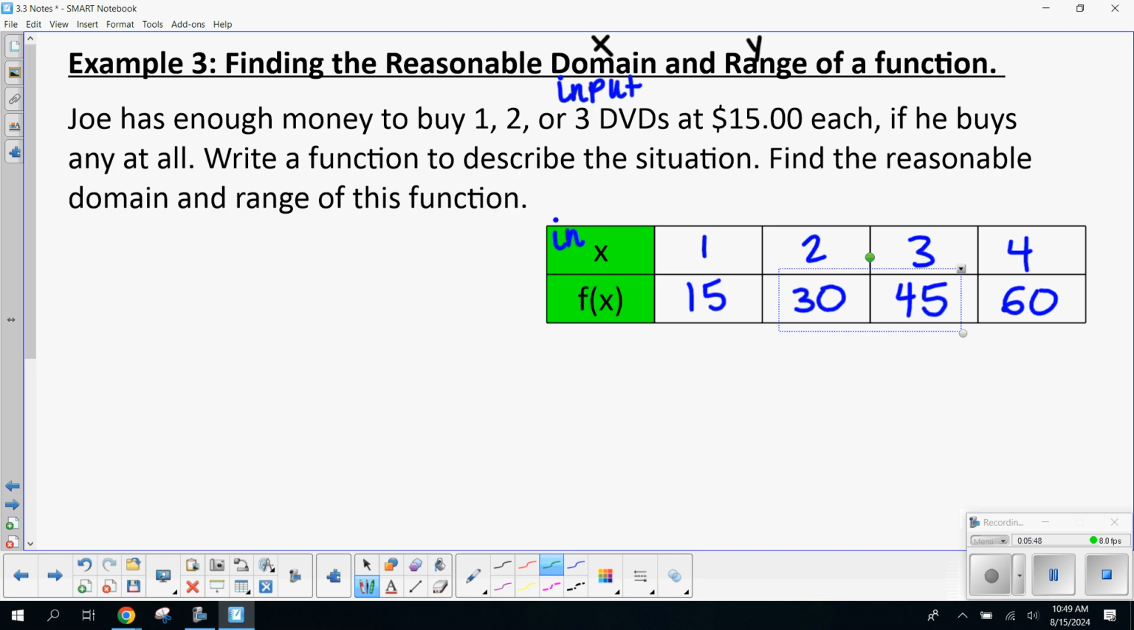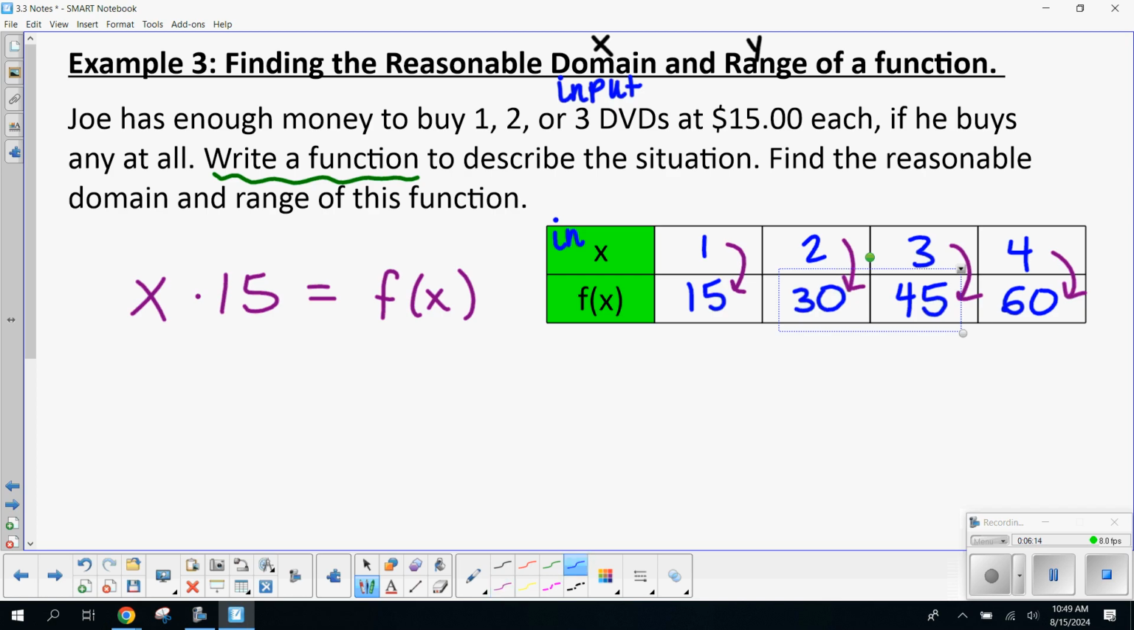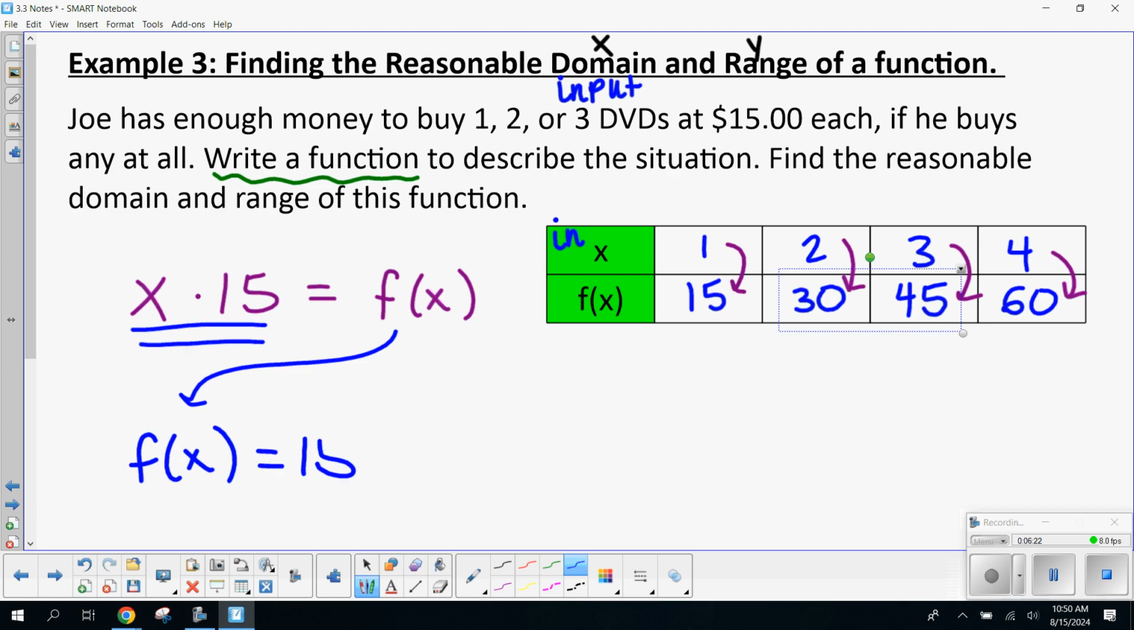So the question is now, we need to first write a function to describe the situation. So the function is, how do we get from x to y? And if we identify the pattern here, we're multiplying by 15 each time. So we're starting with x, we're multiplying that number by 15, and that's giving me my y value, or my output. Remember, a prettier way to write this is to start with f of x, and instead of writing x times 15, we usually write this as 15x.